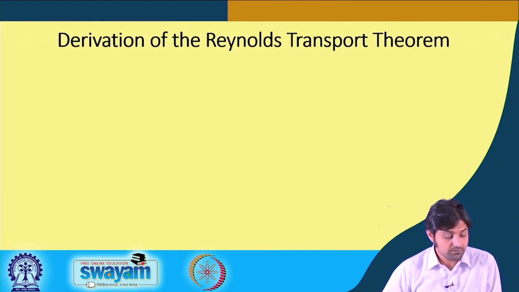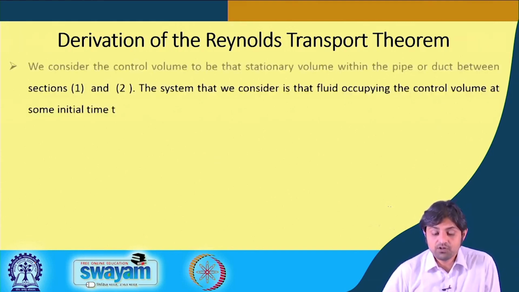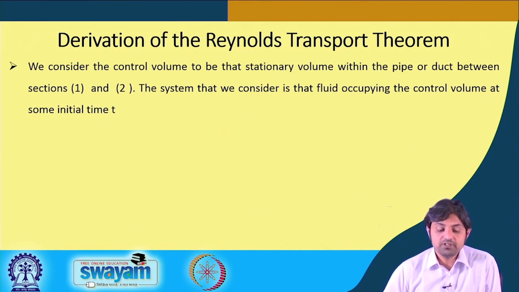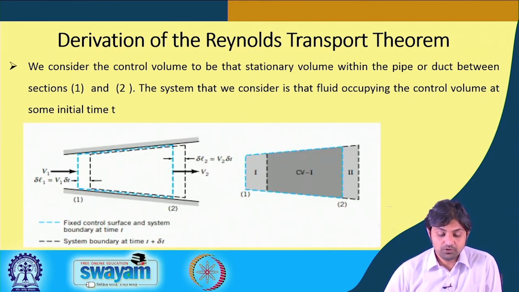Now this is the prelude, but now we are going to derive the Reynolds transport theorem. We consider the control volume to be that stationary volume within the pipe or duct between sections 1 and 2. This figure has been taken from Munson, Young and Okiishi. You can refer to that book for the derivation of the Reynolds transport theorem as well.